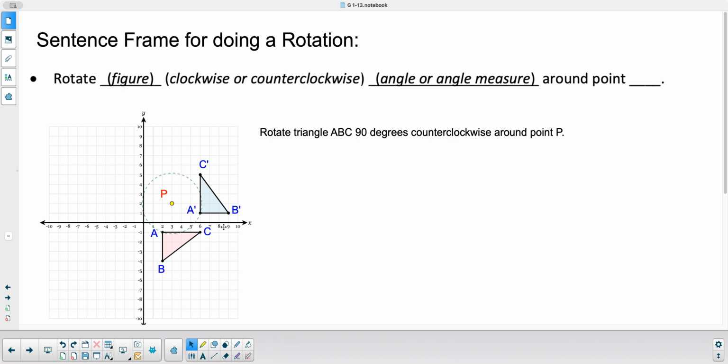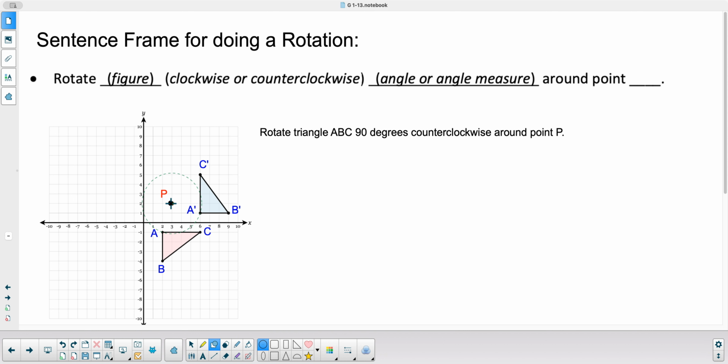All right, so our sentence frame for rotations. We need to rotate a figure, clockwise or counterclockwise, and then we need an angle measure, around a point. So the point is your center. So here's an example: rotate triangle ABC 90 degrees counterclockwise around point P. So basically this point A goes around this circle here. And if you look here, let's do a circle. Let's put another circle up here.